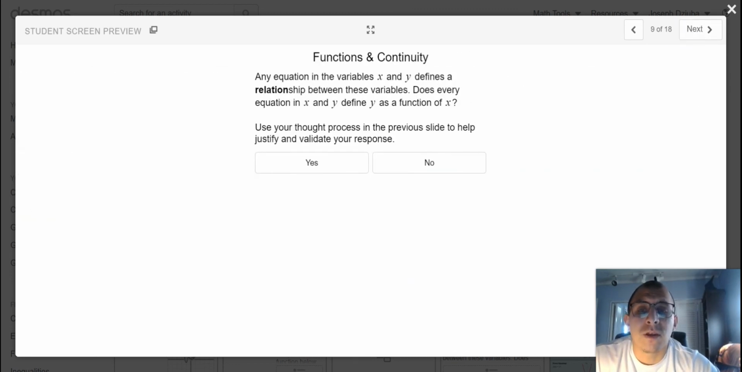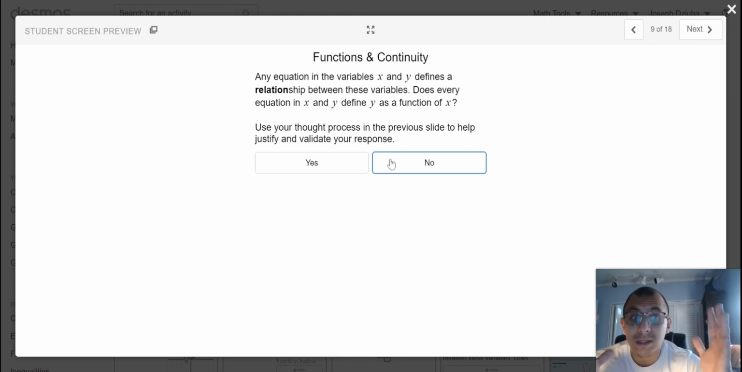But any equation in the variables x and y defines a relationship between the variables, right? So we can always say, once again, that you're in a relationship, or any equation that we have is a relationship, right? The word relation is in the word relationship. Does every equation in x and y define y as a function of x? That is the big question, right? You could say that you're dating somebody, but you can't really say that it's going too well if you have 2 or 3 or 4 or 5 different partners, right?